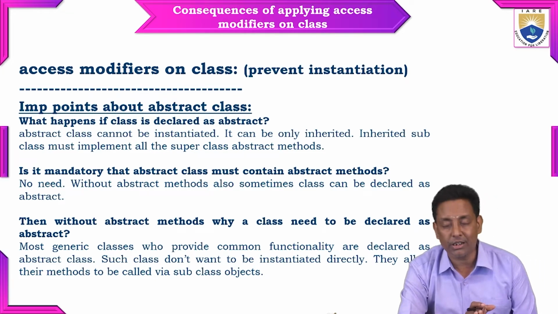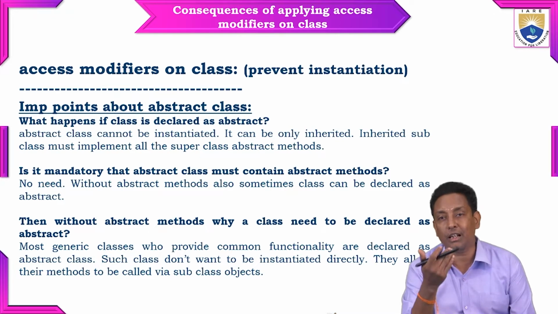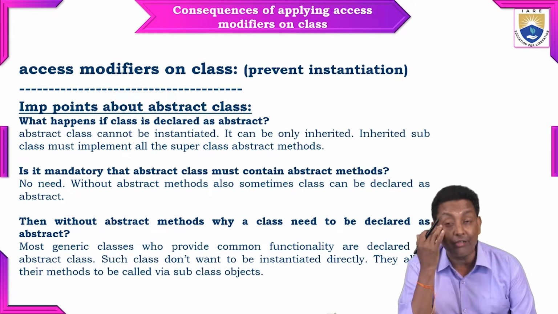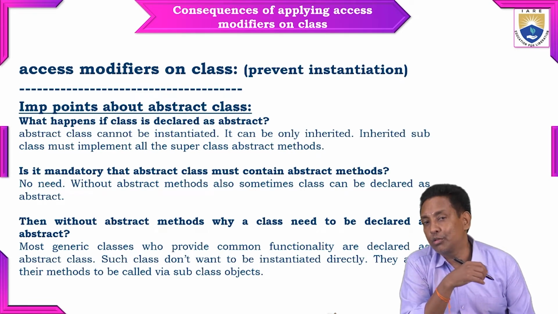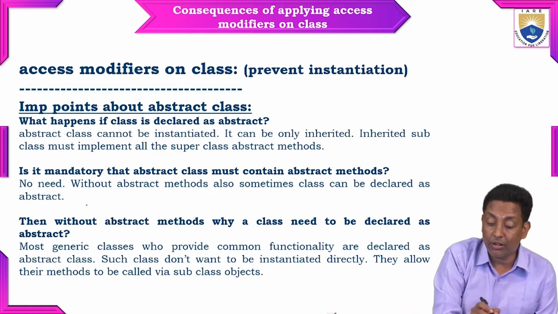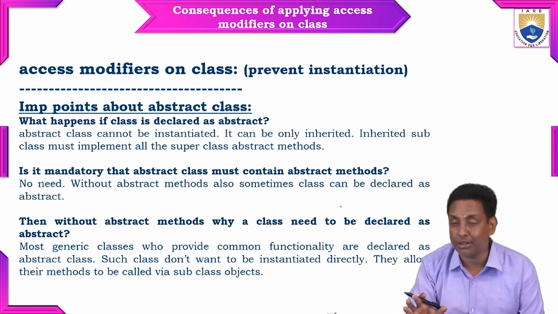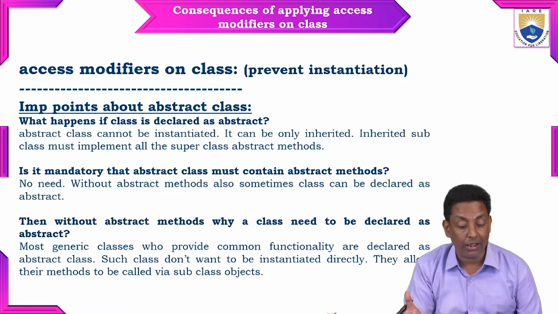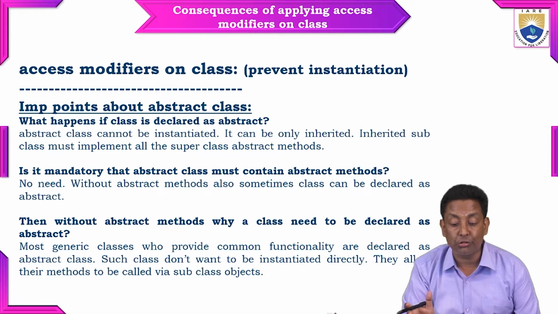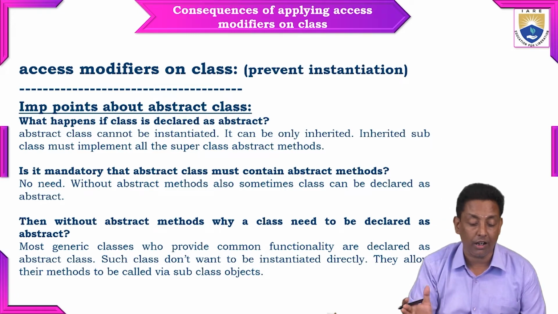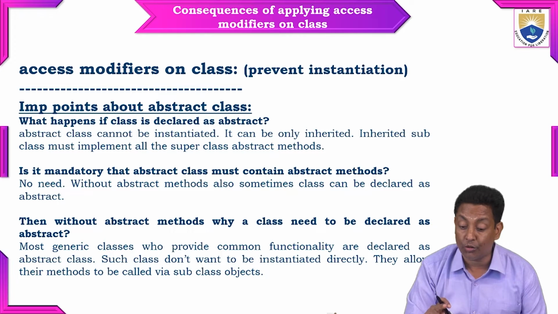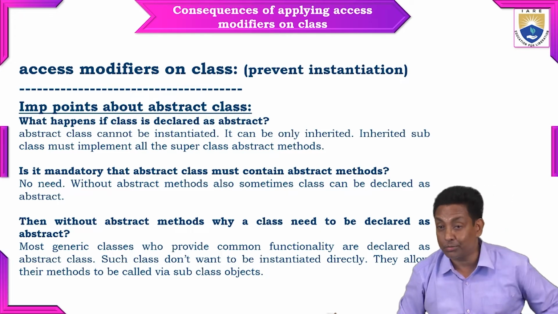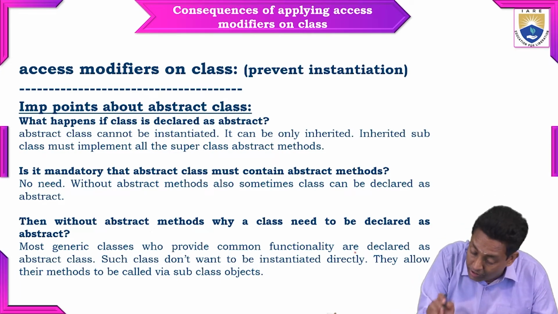Certainly no. As I said previously, such a class contains the most generic implementations. Without abstract methods also, sometimes a class can be declared as abstract. More generic classes that provide common functionality are declared as abstract classes. Such classes do not want to be instantiated directly. They allow their methods to be called via a subclass object.